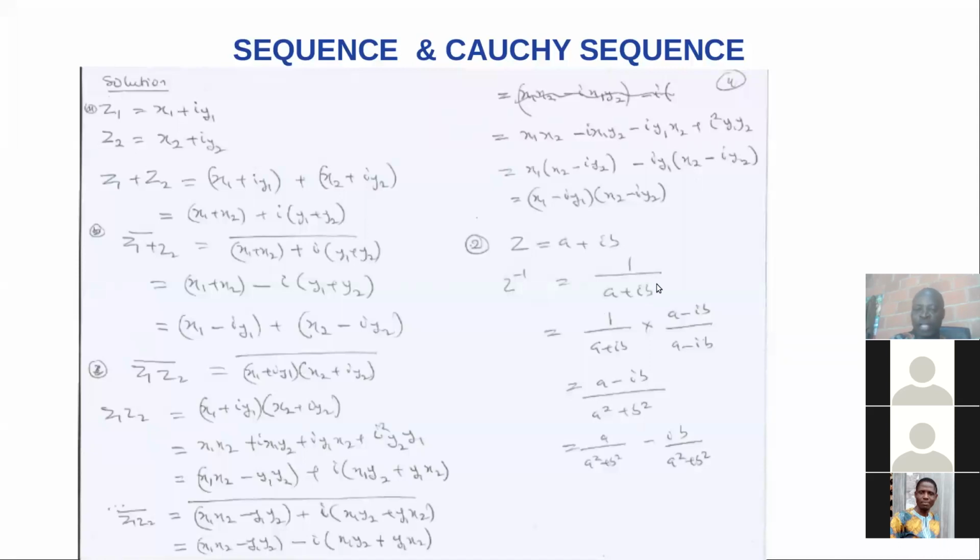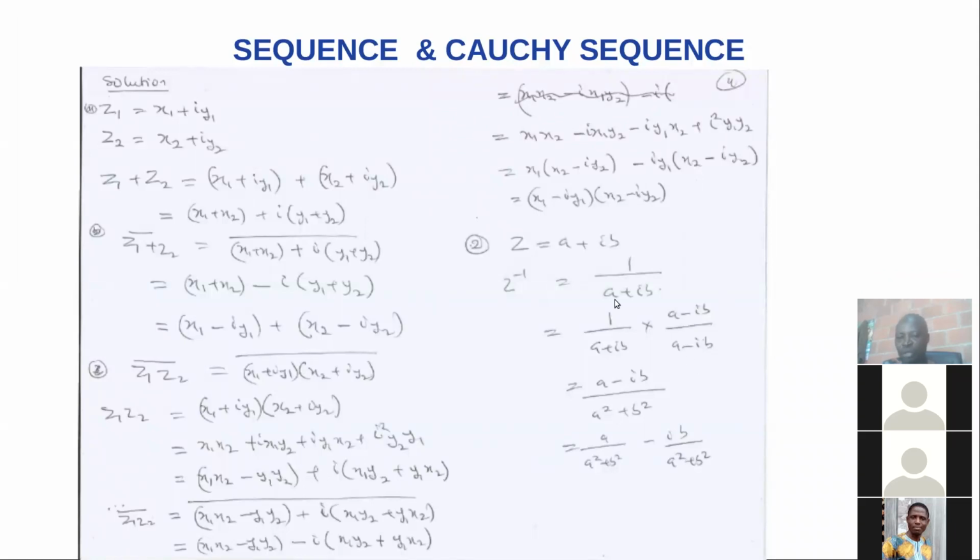So now, this is a fractional term. And when you have a fractional term like this, like in surd analysis when you are doing pure mathematics, the denominator here, you can do what we call rationalization. If you rationalize this function now, it is a plus ib, but by the time you want to rationalize it, it will be a minus ib, then you multiply the numerator and denominator. That is why we have a minus ib and a minus ib, multiplying both the numerator and denominator.